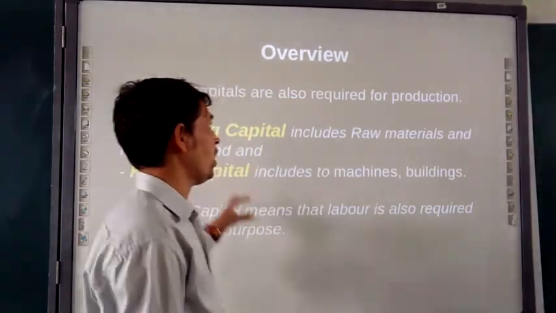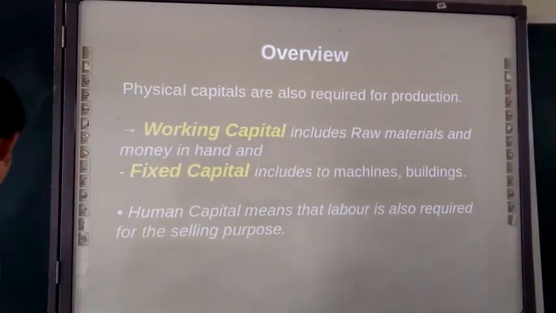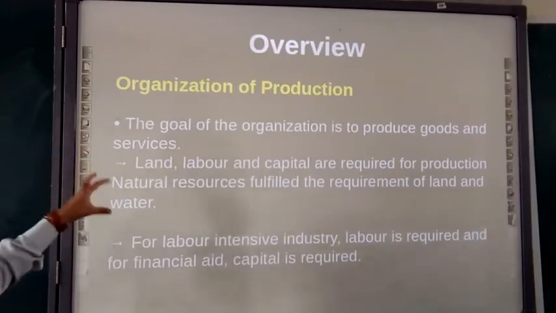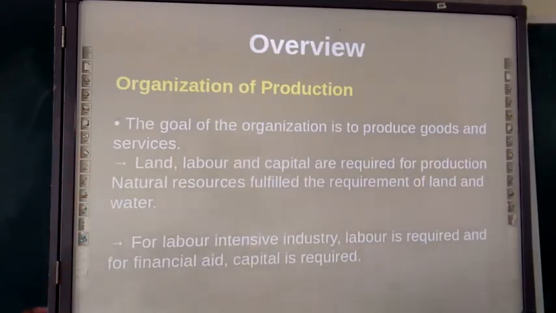So here the overview is very important. Again I am placing the slides for you once again. Please copy it down or make a note of this. Today in the organization of production, what do we learn? In the organization of production, we learn about the production of any good or services.